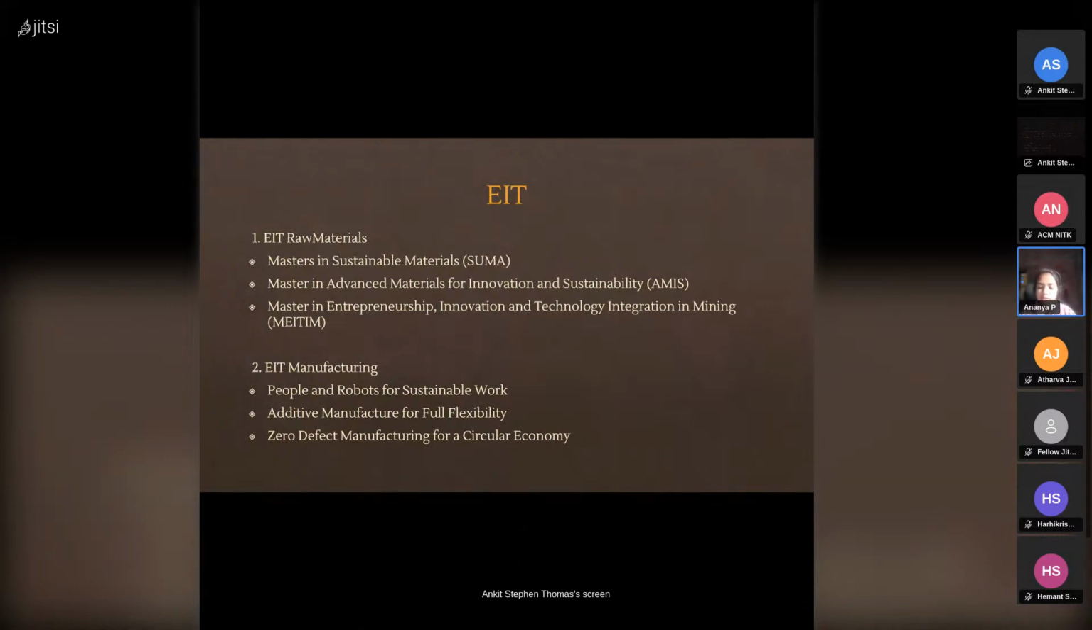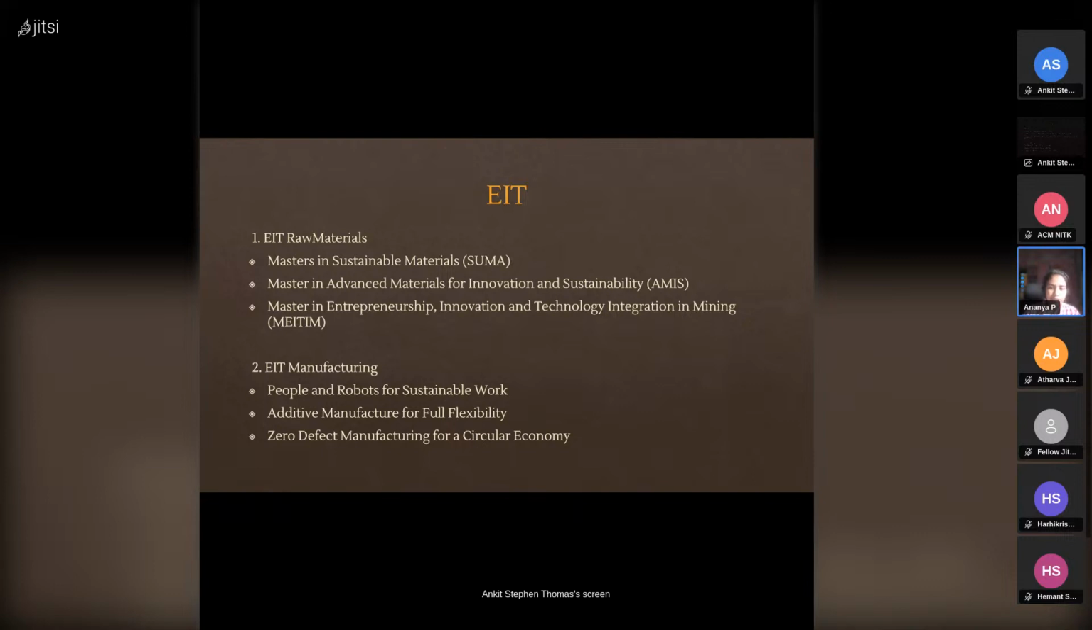So another body similar to the Erasmus Mundus is the EIT, which is the European Institute for Technology. It is an EU body, and under this they also provide various scholarships like Erasmus Mundus. One of the committees in EIT is EIT Raw Materials. I think this committee would be a good option for metallurgical or mining and chemical students.